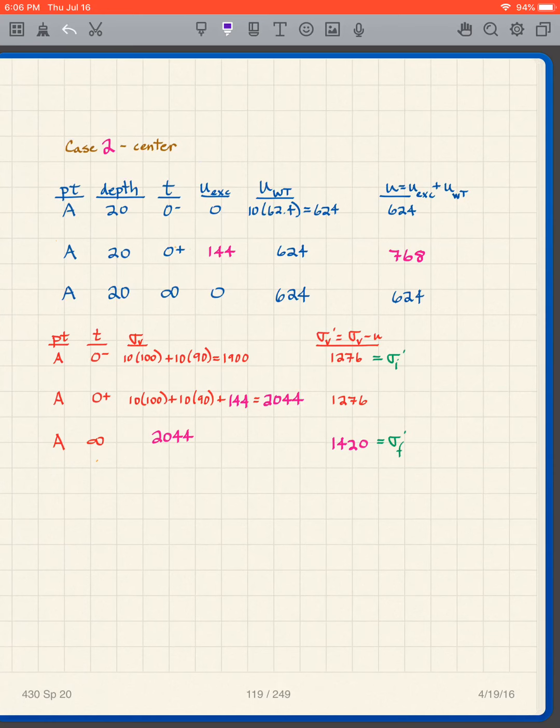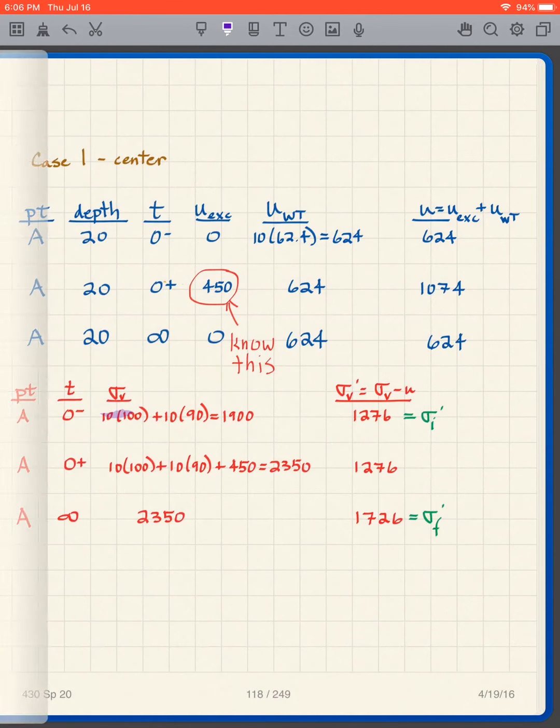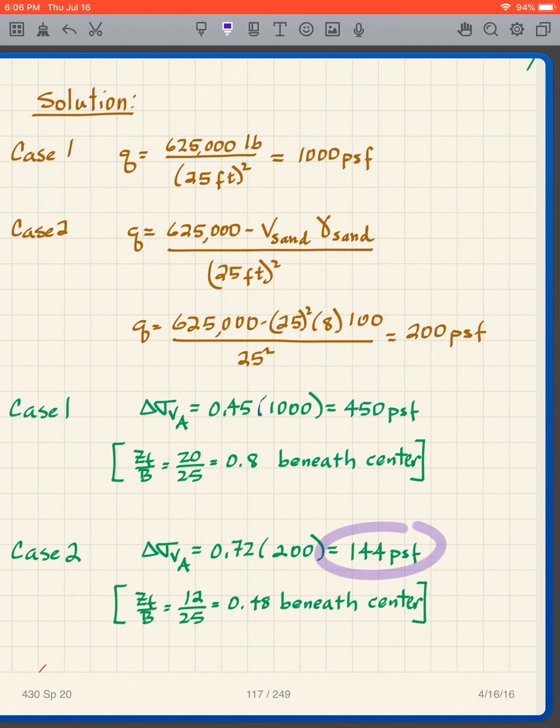Case 2, now what do I have? Again, the UXS is the main thing you have to focus on. Everything else is easy. At t equals 0 minus, UXS is 0. At t equals infinity, UXS is 0. It's easy. At t equals 0 plus, that's the only hard one. How did I get the 144? Well, that came from a couple steps back. There's my 144.